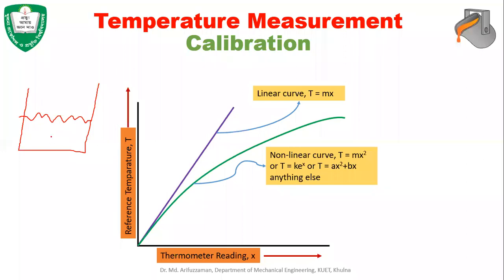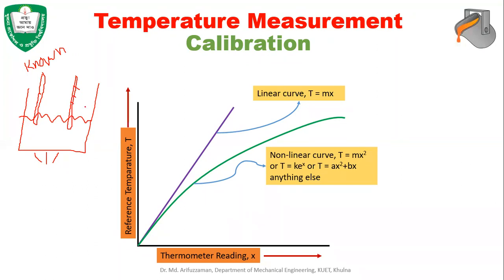Okay, sir. So we have a temperature bath. We can change the temperature of this bath, let's say by heating from the bottom. We have a thermometer in here, and we have another thermometer in here, and this thermometer gives us the accurate result. This known temperature will come from here, and this one we need to calibrate.